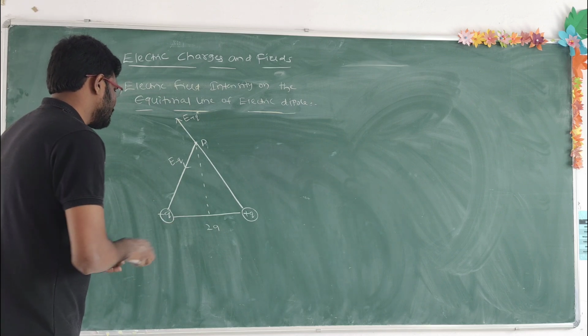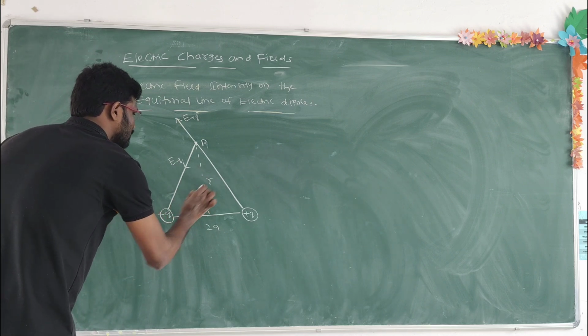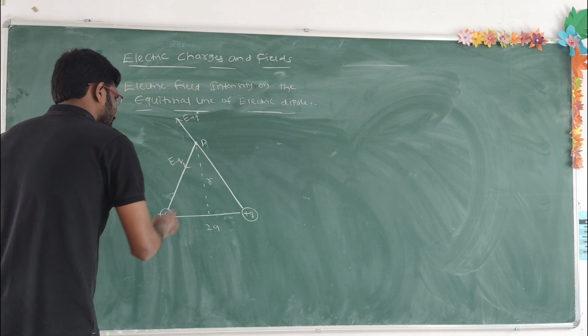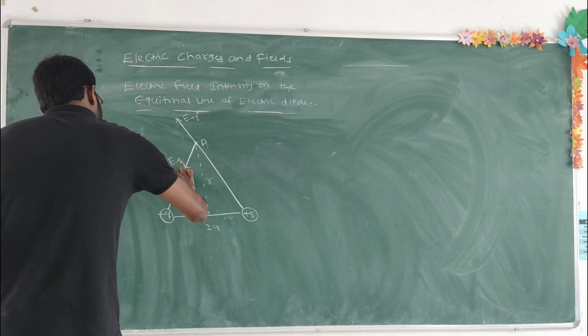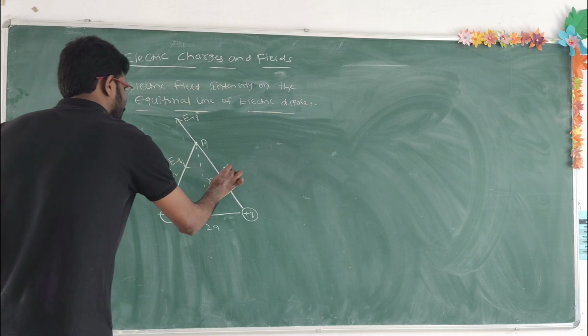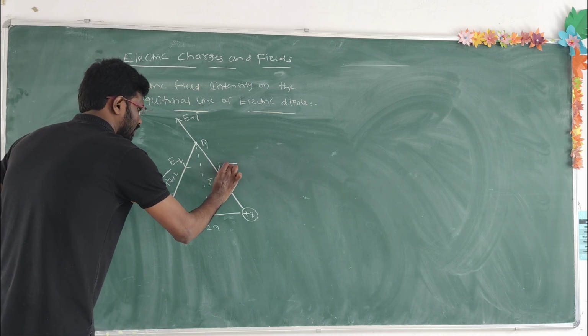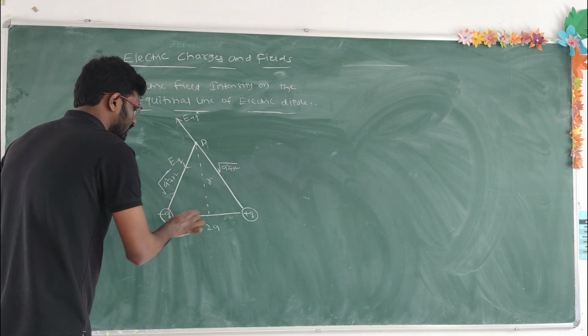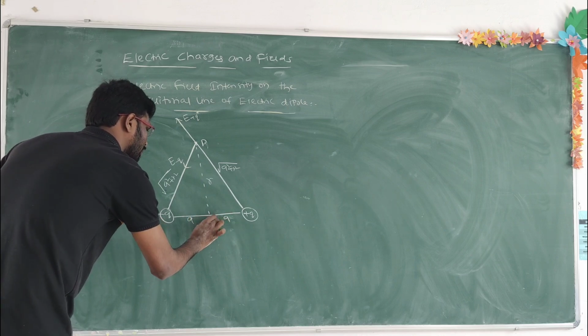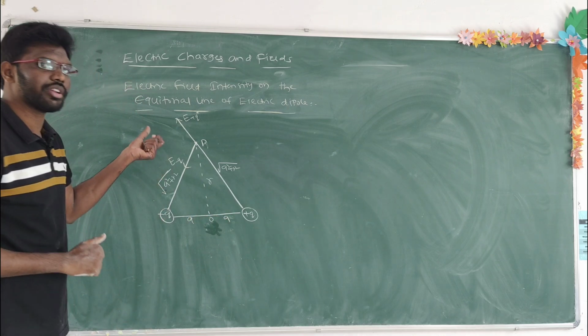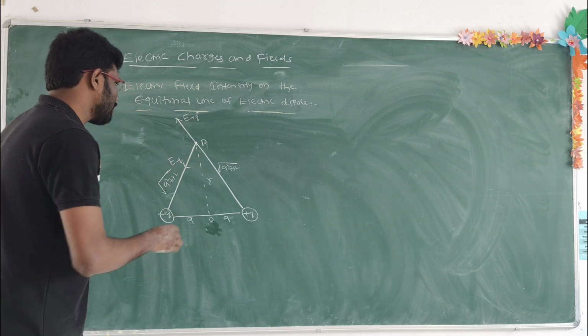First, we will find the distance. This point P is at a distance r from the center of the dipole. Then this distance becomes under root a square plus r square. Here also the distance is under root a square plus r square, because this 2a becomes a and a. From the center of the dipole we are taking the equatorial point at distance r.